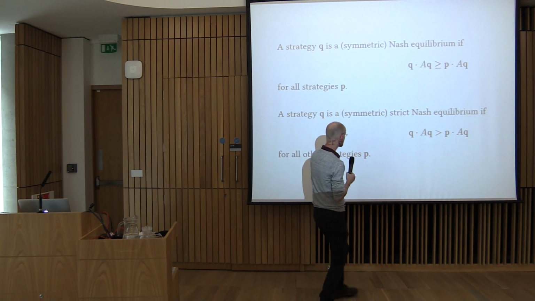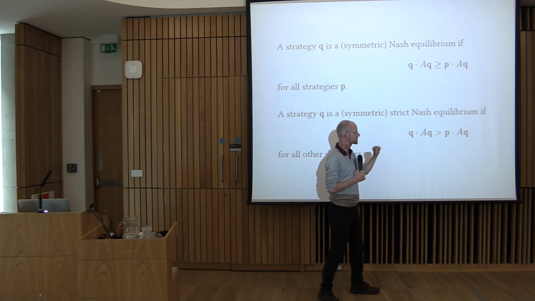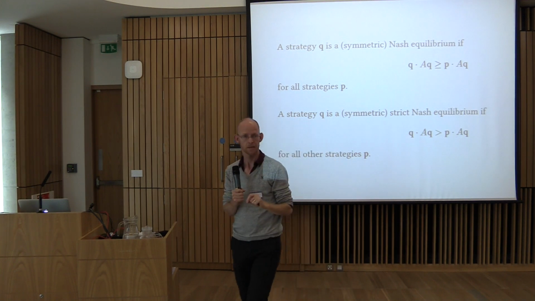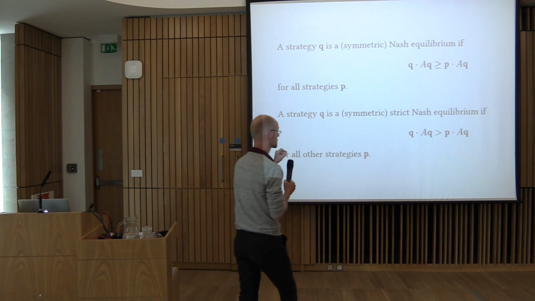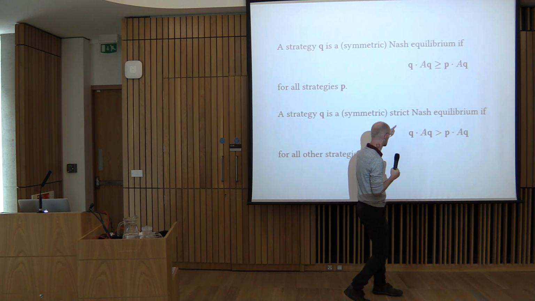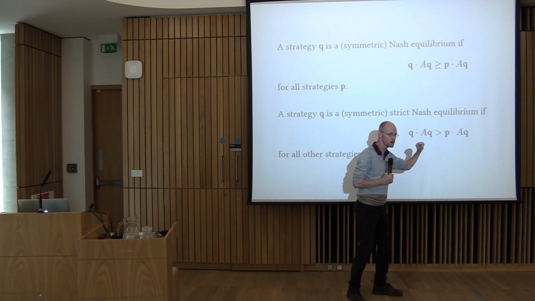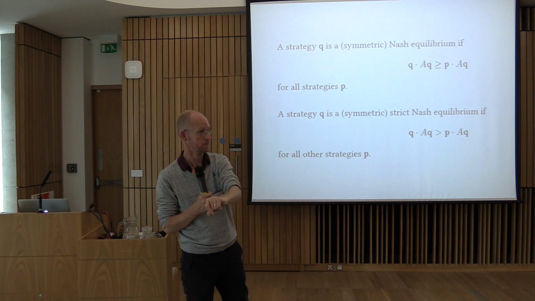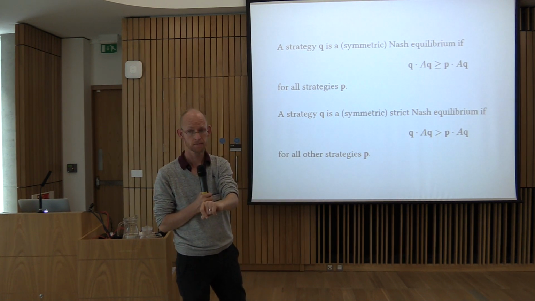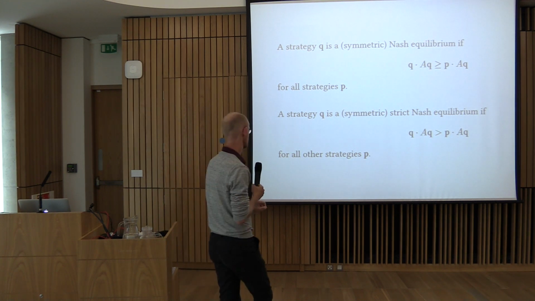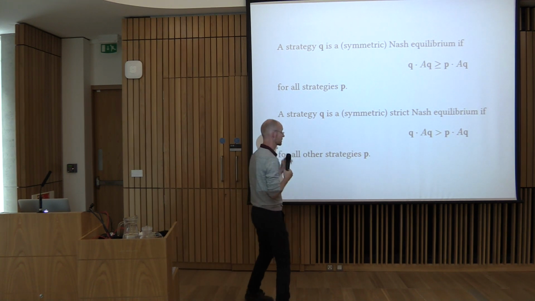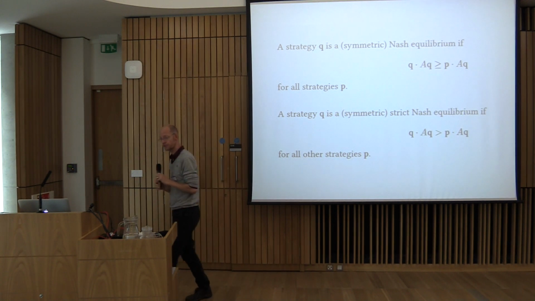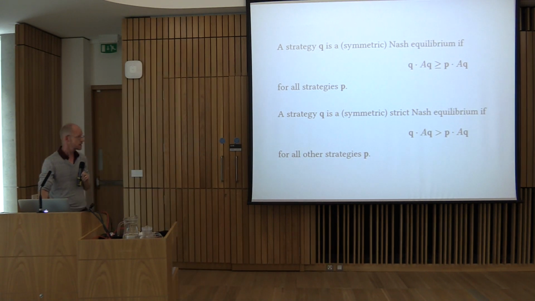Everybody's playing the same thing. A strict symmetric Nash equilibrium is that actually the expected utility of playing Q against Q is higher than the expected utility of playing anything else against Q, for any P. That's anything else. So it's just the best. Okay, that's a strict Nash equilibrium. But we were after the evolutionary stable strategy.